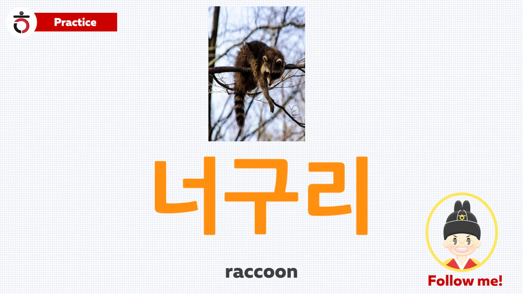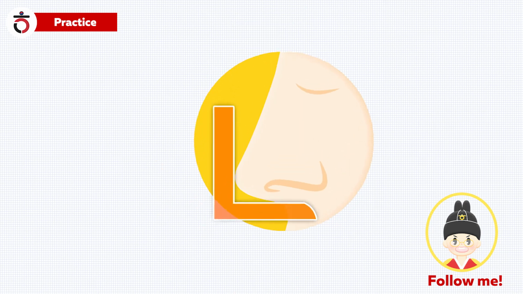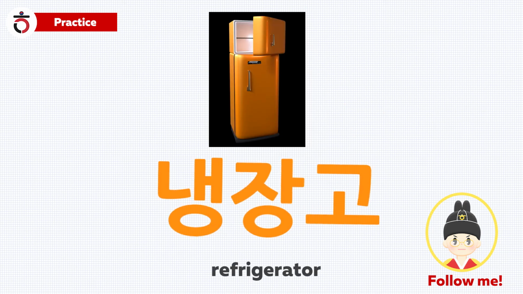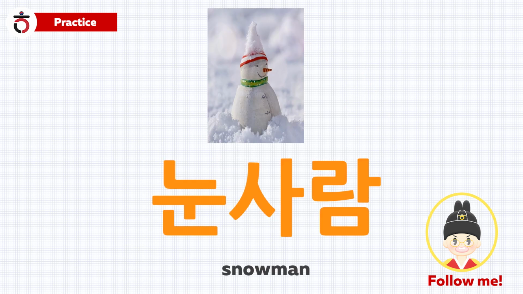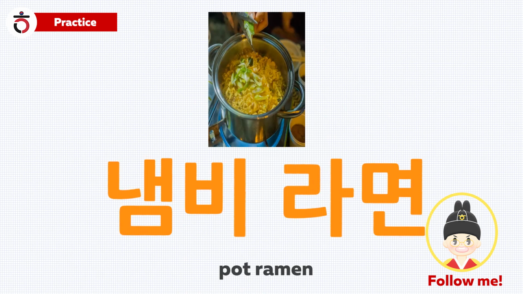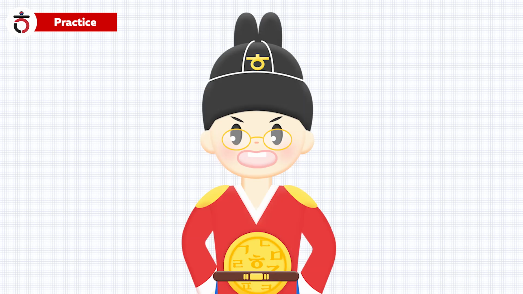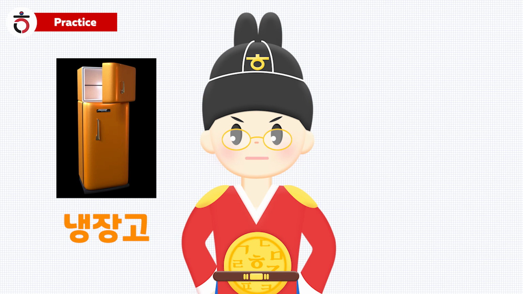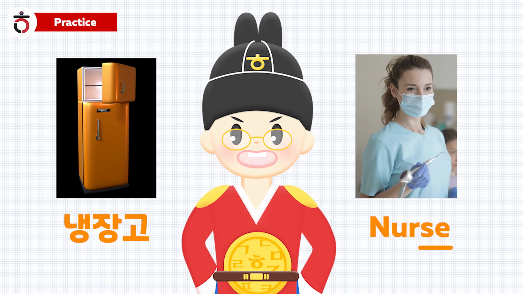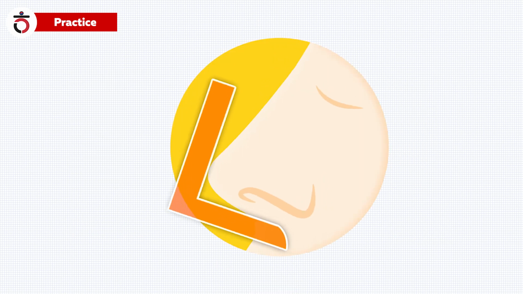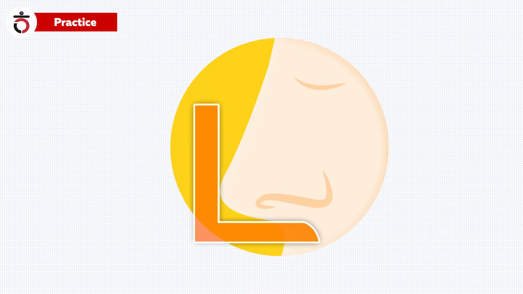느, 너구리. 느, 냉장고. 느, 눈사람. 느, 냄비라면. Can you tell the difference between the sound of 느, 냉장고 and 느, nurse? I think they are very close to each other.